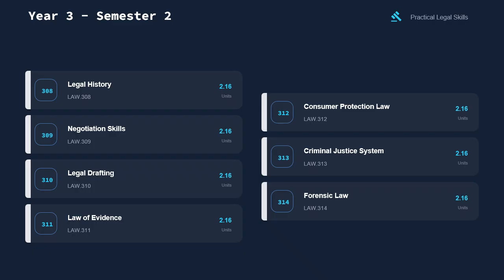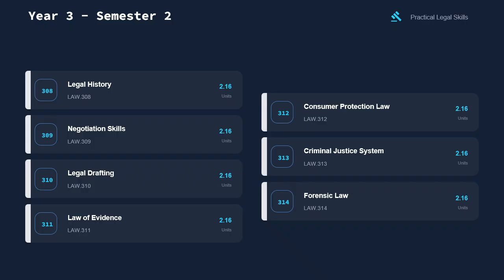Slide 9. Year 3, Semester 2, Practical Legal Skills. Course, Law.314, Forensic Law. Foundations of Forensic Law, Science, Law, and Interdisciplinary Practice. 1.1 The intersection of law and forensic science.